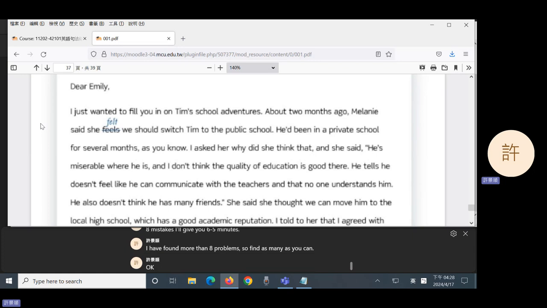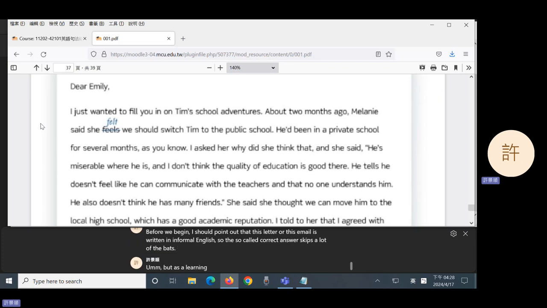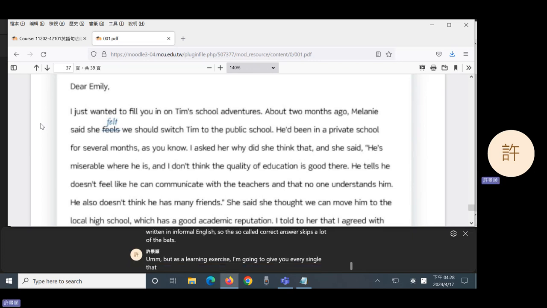Okay, before we begin, I should point out that this letter, or this email, is written in informal English. So the so-called correct answer skips a lot of the that's. But as a learning exercise, I'm going to give you every single that should appear in the letter.